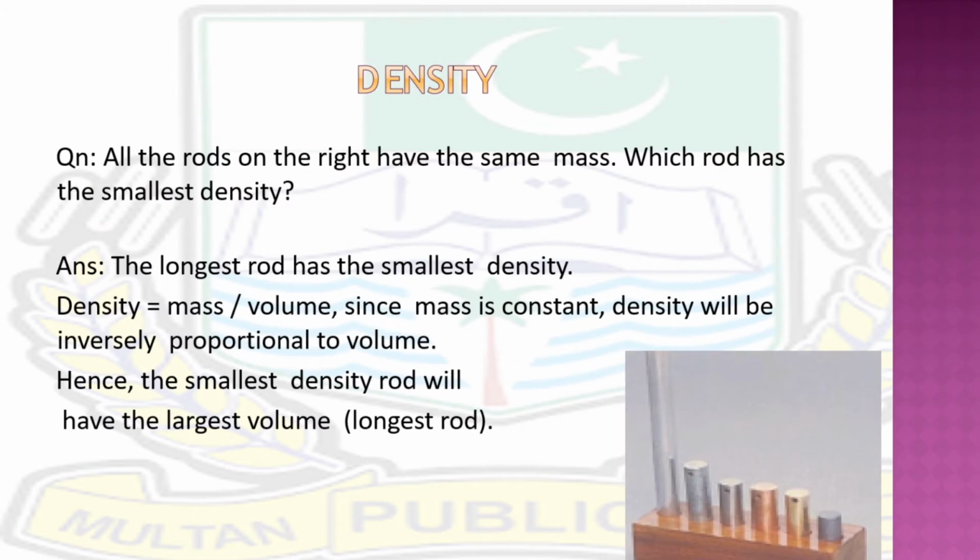Now you can see in the picture that all the rods on the right have the same mass. The question is, which rod has the smallest density? The answer is the longest rod has the smallest density. As we know that density is equal to mass per volume, since mass is constant, density will be inversely proportional to volume. Hence, the smallest density rod will have the largest volume, or you can say the longest rod.